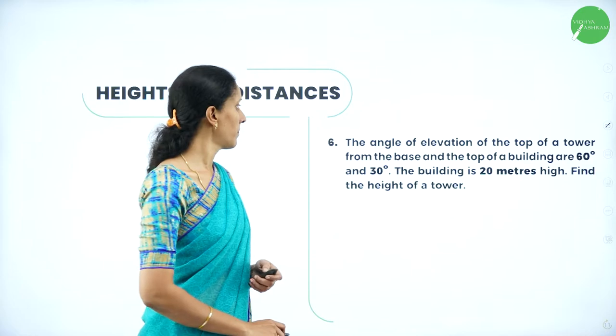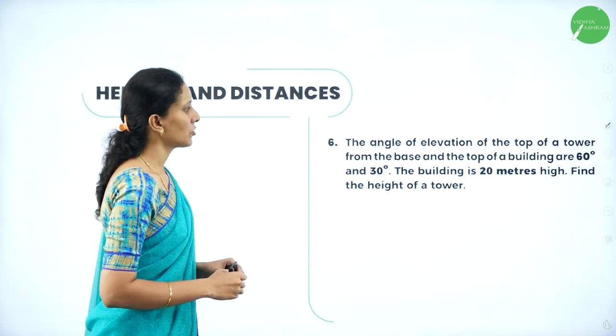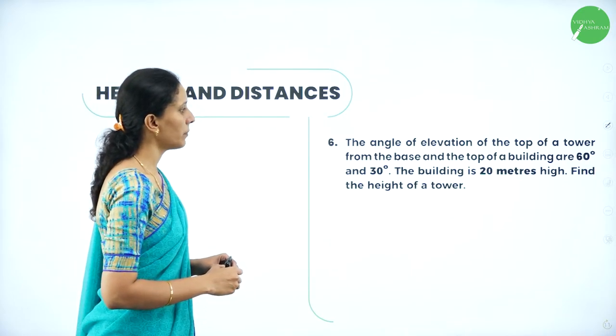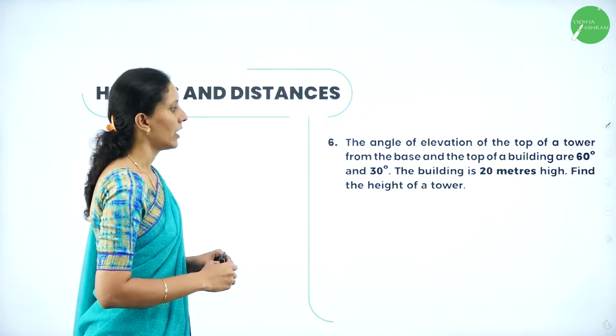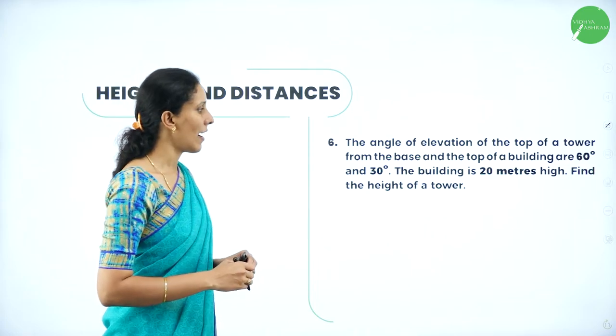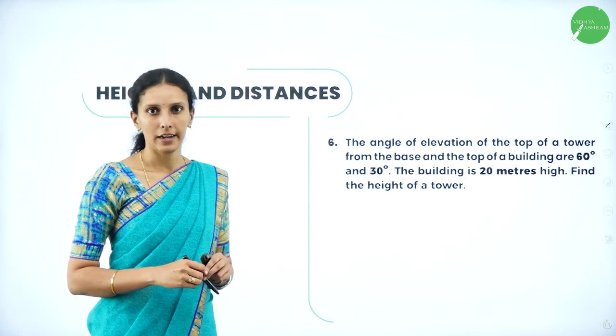Next question. The angle of elevation of the top of a tower from the base and the top of a building are 60 degrees and 30 degrees. The building is 20 meters high. Find the height of the tower.